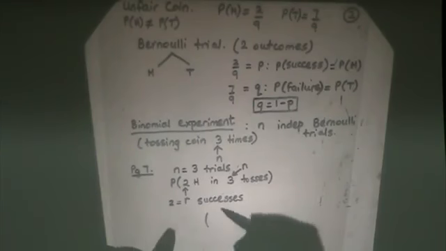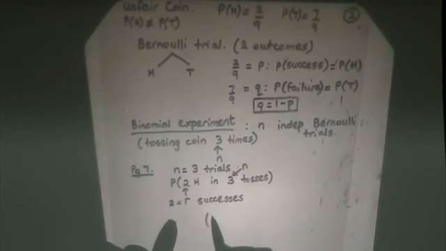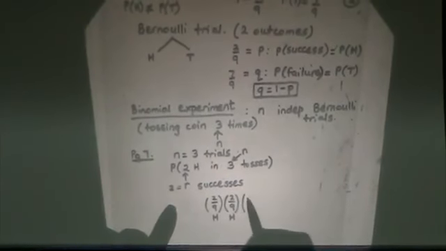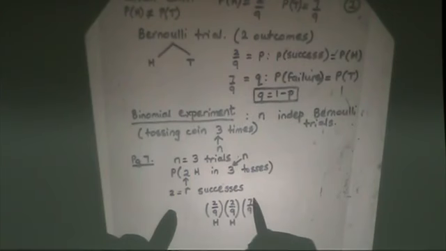So we might begin like this. Probability that the first one is heads is 2/9. Probability that the next one is heads is 2/9. So I have heads and heads, 2 heads, and the last one is tails, 7/9. Am I done? Am I done?